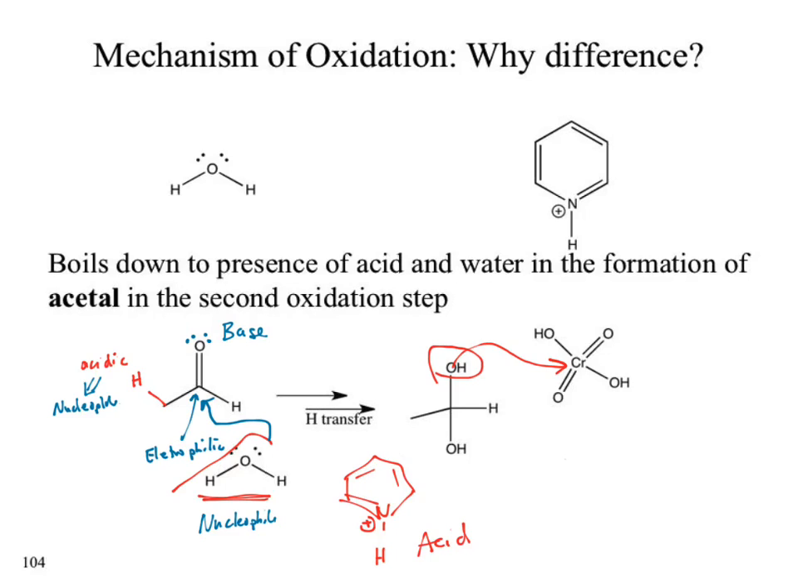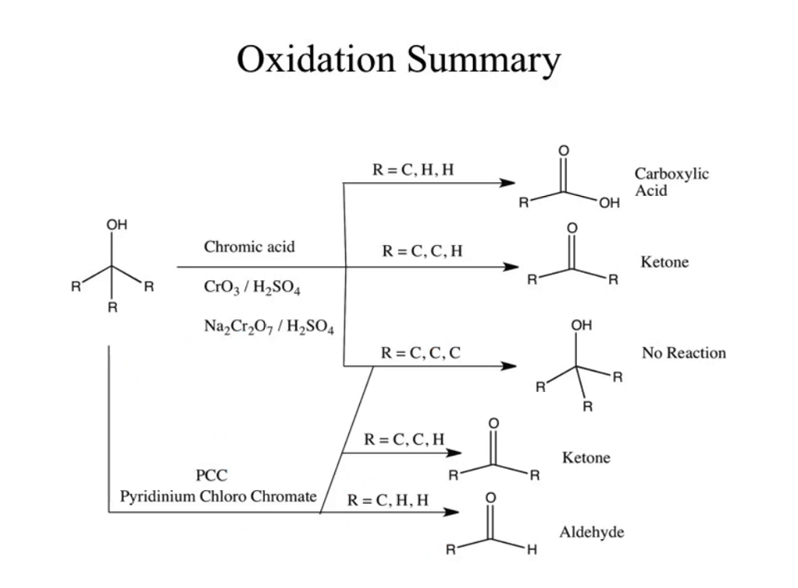But as soon as water is added to that solution, I can make a hydrate. The hydrate now has an alcohol. The alcohol can now attack the chromate ester and can initiate that whole cascade of reactions we just saw again to take us all the way down to the carboxylic acid. Okay? As long as there's a hydrogen to remove. So that's our oxidation summary.